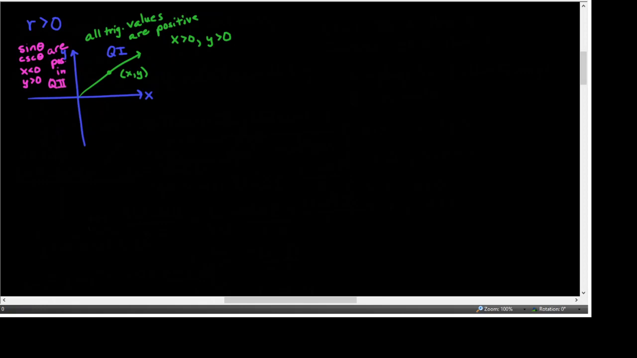Okay, so let's go to quadrant 3. Well, in this quadrant, x is negative and y is negative. So if you have x with r or y with r, you'll have negative and positive, so that answer is negative. In fact, the only positive answer you can get is if you divide negative by negative. So y over x and x over y will be the only positive answers. So that's tangent of theta and cotangent of theta are the only positive function values in quadrant 3.